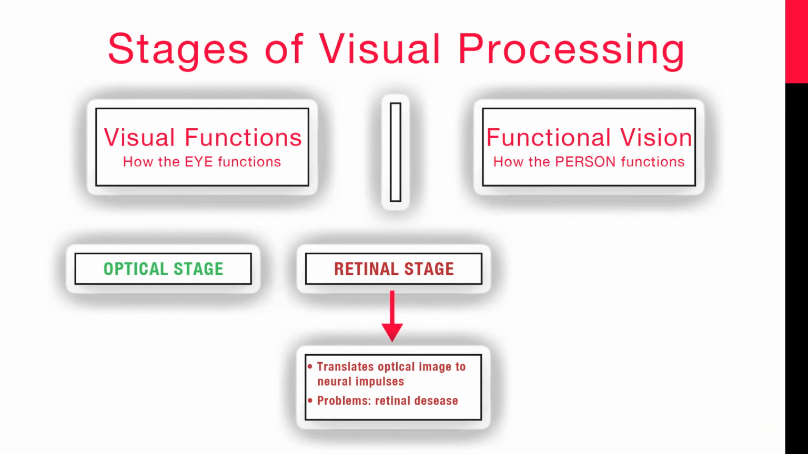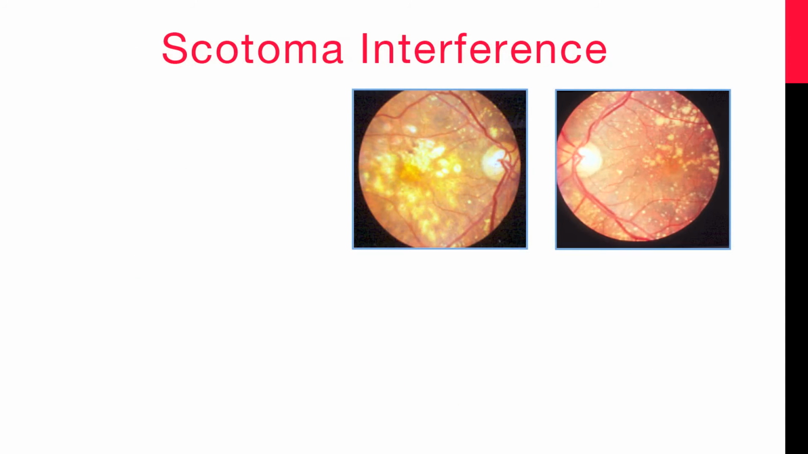Beyond the optical stage, we get the retinal stage, which translates the optical image into neural impulses. That creates problems when there are retinal diseases. We have only known much about retinal diseases since the invention of the ophthalmoscope, now only a century and a half ago. That is where we get scotoma interference.